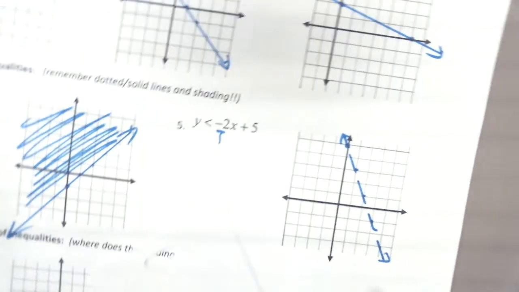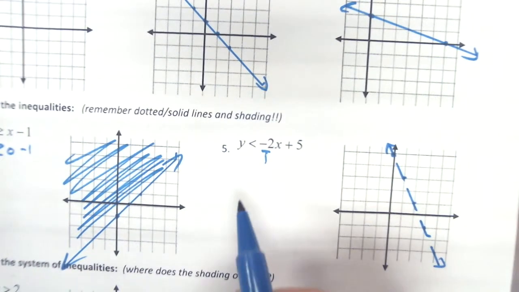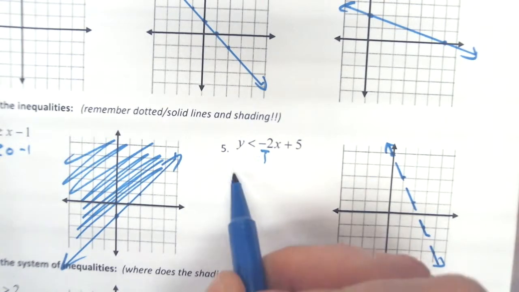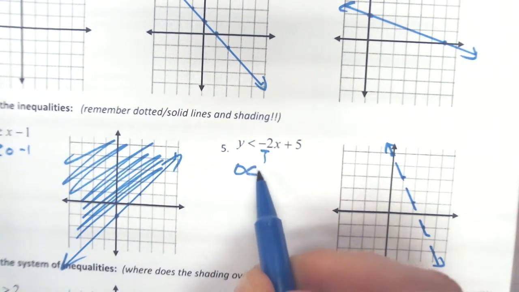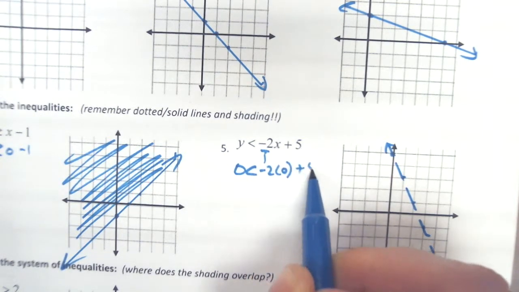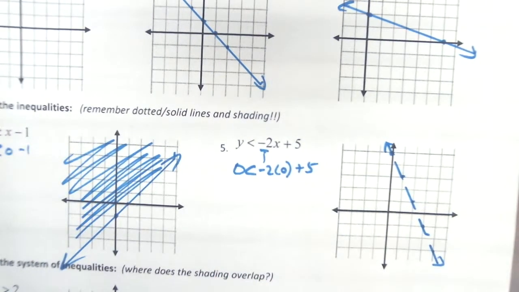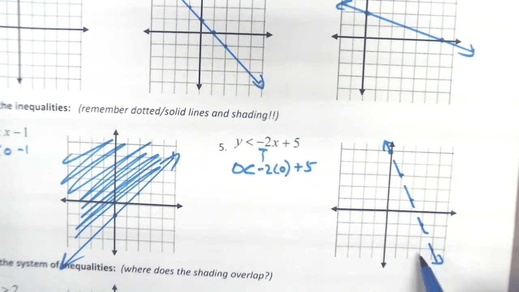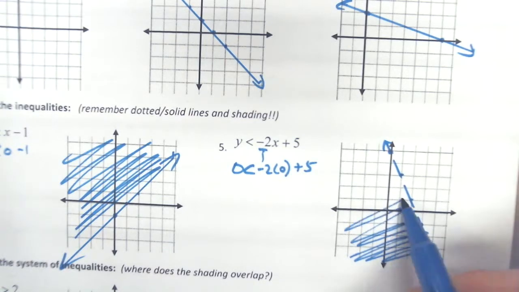And again, since it's an inequality, we have to decide which side we're going to shade. So I'm going to test the point (0, 0). 0 is less than negative 2 times 0 plus 5. Is 0 less than negative 5, positive 5? Yes, it is. So I'm going to shade on the side where it was true.